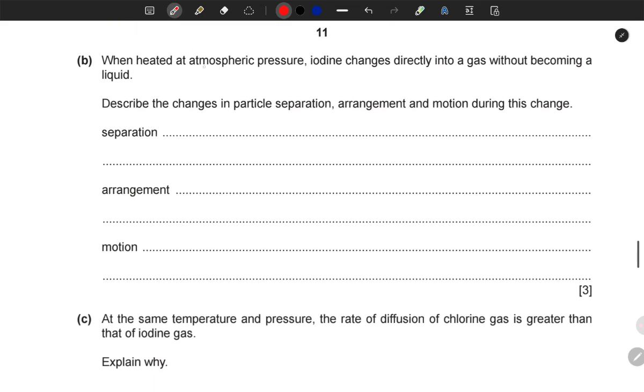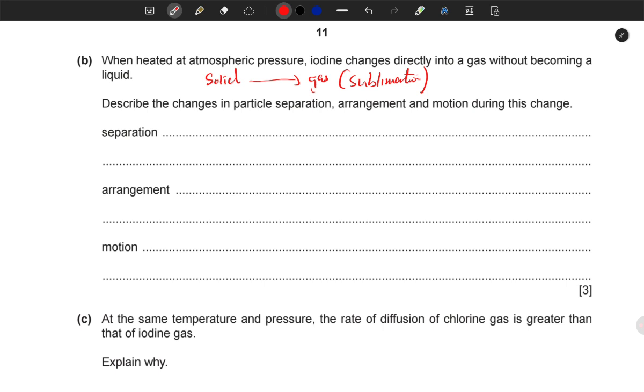B. When heated at atmospheric pressure, iodine changes directly into a gas without becoming a liquid. And we are saying iodine here is a solid, but when you heat it, it directly changes into a gas. This is a process that we know as sublimation. Describe the changes in particle separation, arrangement, and motion during this change. So, from solid to gas, how does the separation, arrangement, and motion of the particles change?